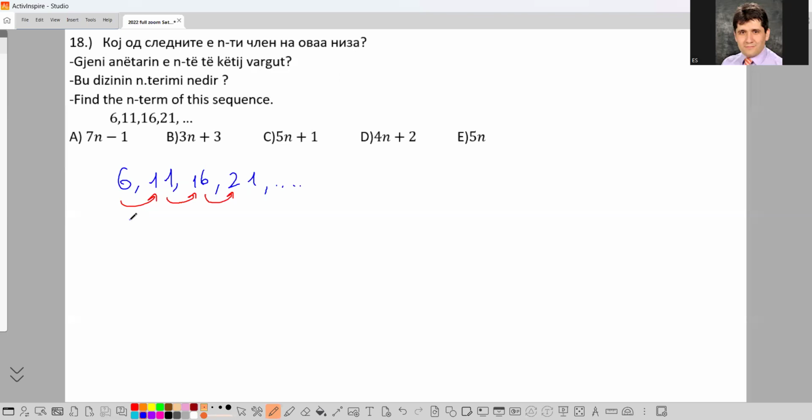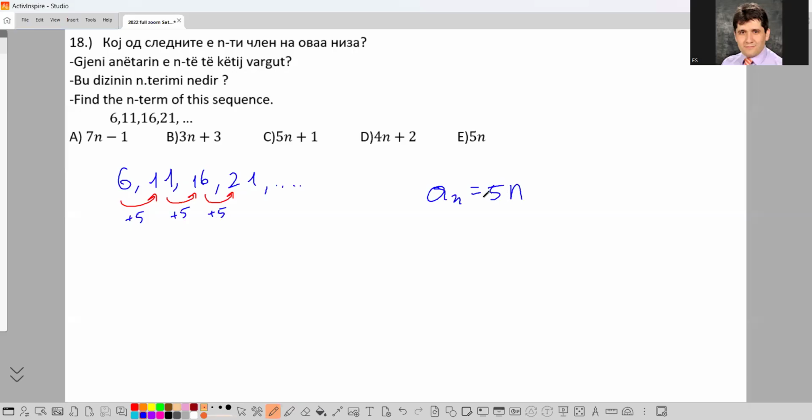6 to 11 means you need to add 5. 11 to 16, you need to add 5. 16 to 21, you need to add 5. So we said in the last lesson that for a sequence where the term-to-term difference is the same, the general term would be the difference, which is 5, times the position n.